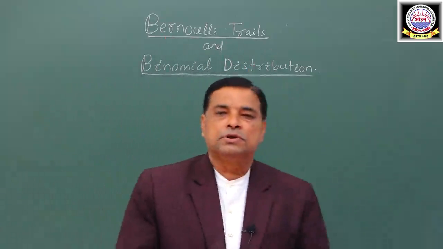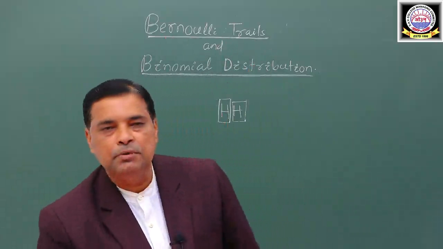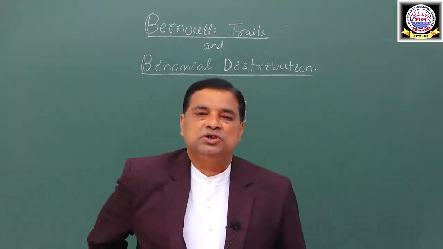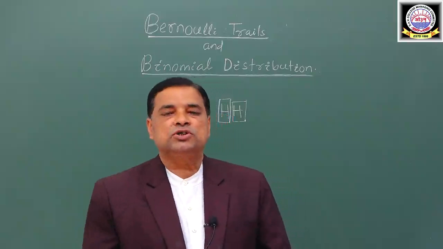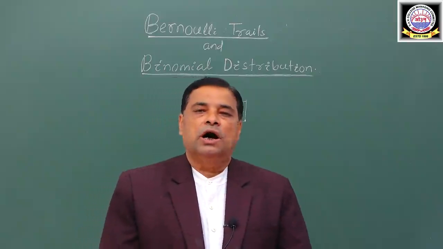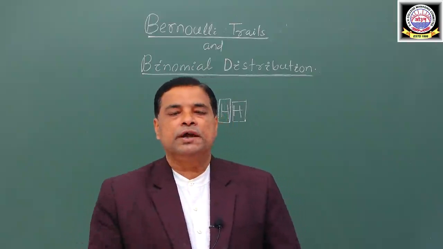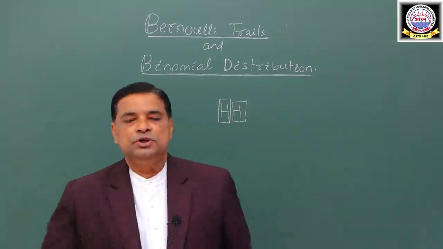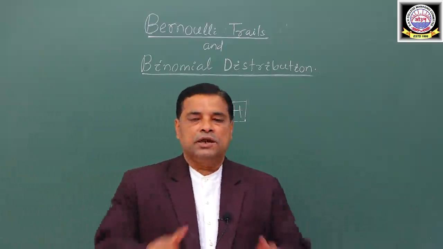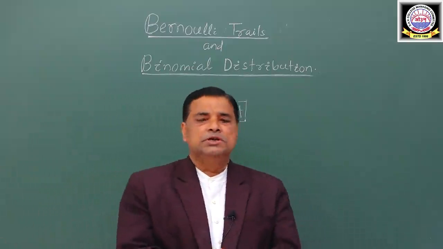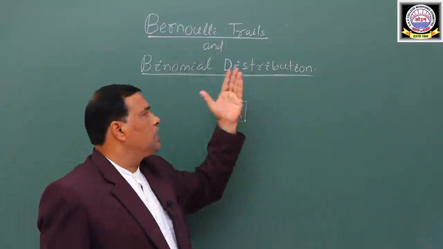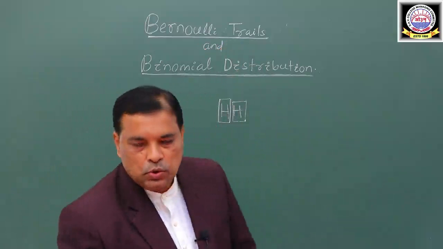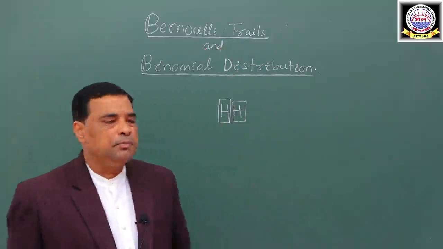I have stated so many examples before you of dichotomous nature. Dichotomous nature means only two outcomes, and the one which favors us we denote as success, and the one which does not favor us we denote as failure. There are two words, success or failure. This type of experiment is called Bernoulli trials. So students, now we will start from here.